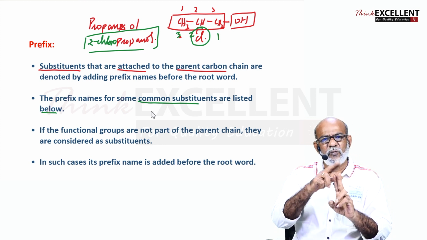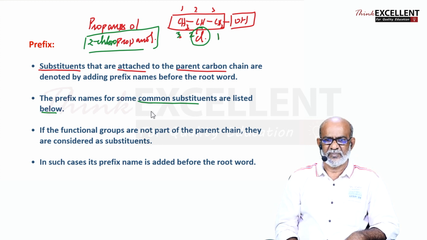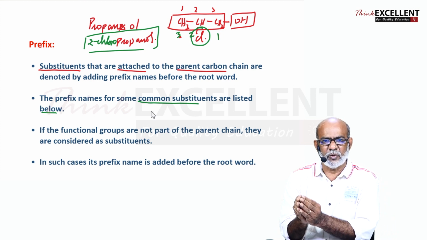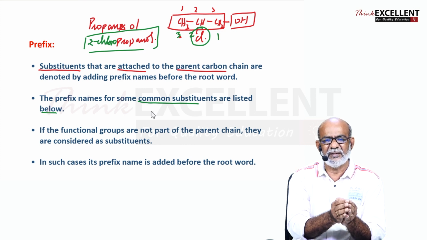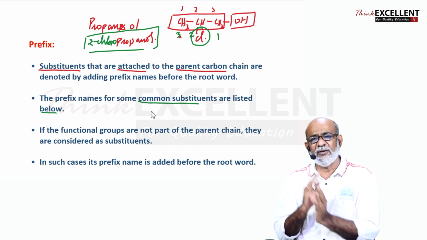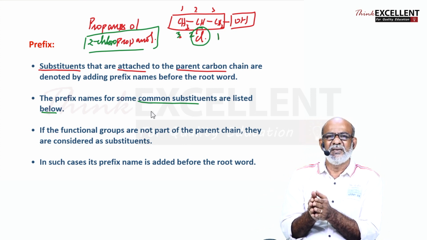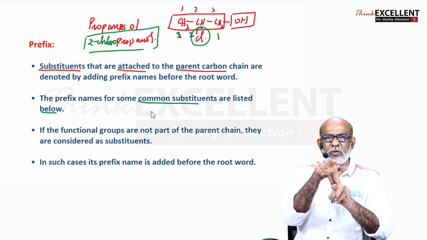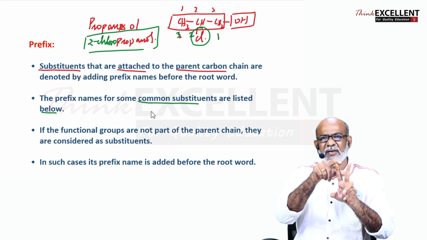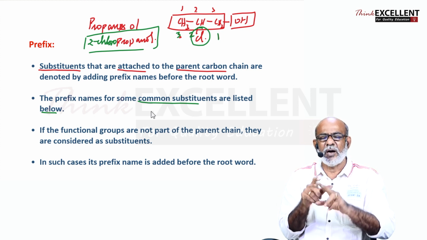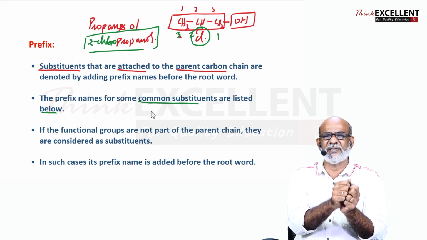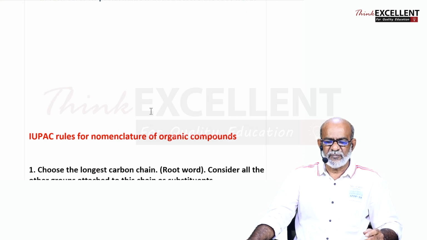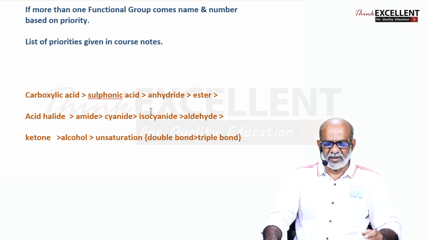Suppose two functional groups come. If there are two functional groups, one of the functional groups is taken as a substituent and comes as the prefix, and the other functional group comes as the suffix. How do we find which one is written as prefix and which one is the suffix? For that, an order is given. So this is the order.